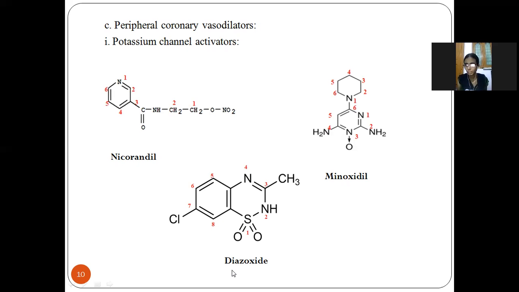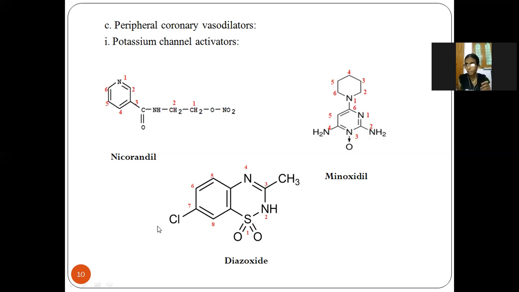So next, diazoxide structure. If you see here, diazoxide, this is the structure of the benzothiazine. So benzothiazine means these two are benzene structure. Thia means sulfur group, aza means nitrogen, so commonly known as benzothiazine. So for this benzothiazine, in first position 2 oxygen atoms are attached.